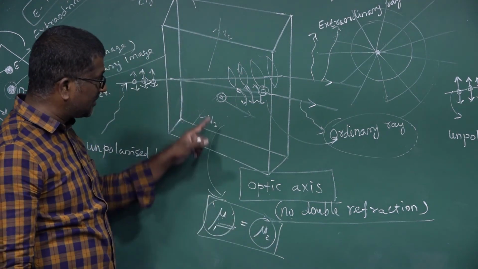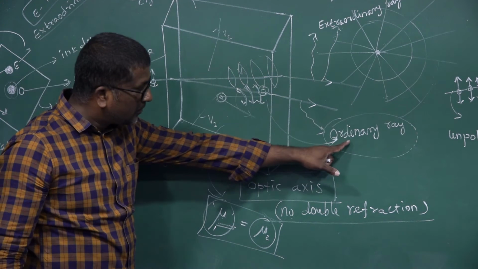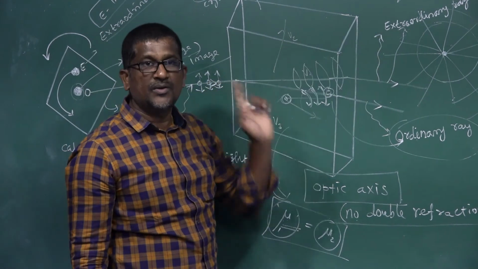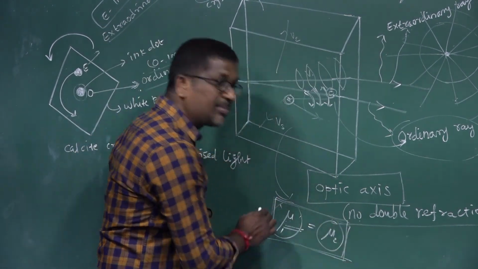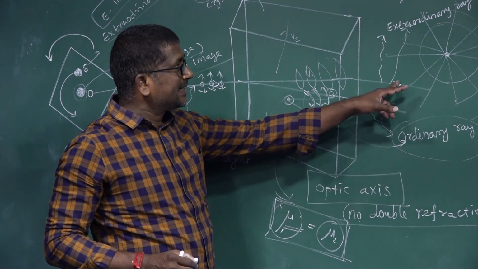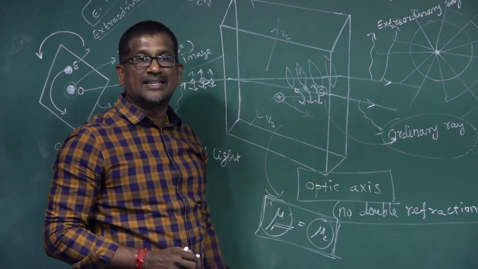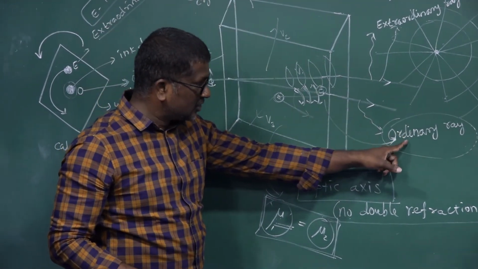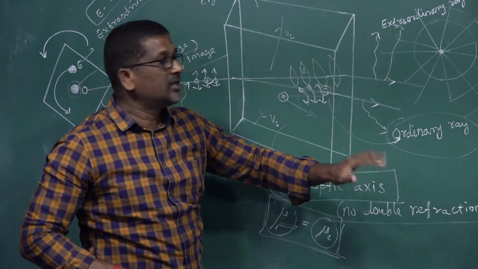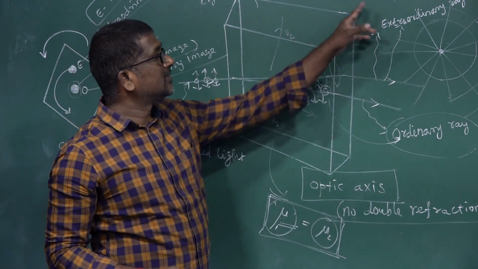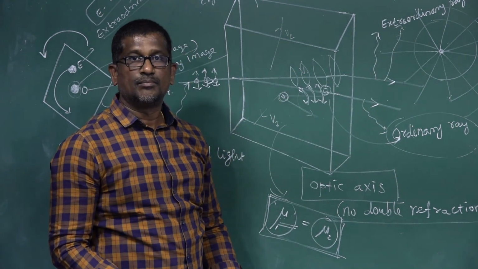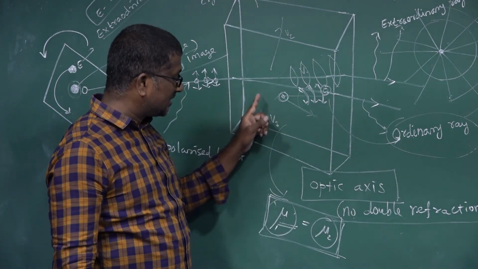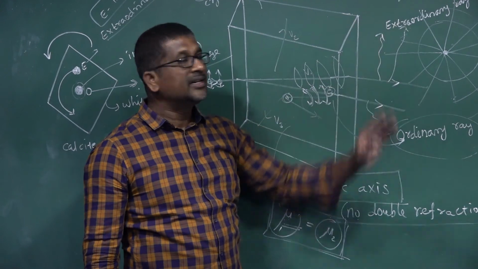That is, the refractive index of the calcite crystal measured with the help of the ordinary ray is equal to the refractive index of the same calcite crystal measured with the help of the extraordinary ray. This condition is applicable only if the ordinary ray and the extraordinary ray travel along the optic axis of the crystal. Otherwise, the refractive index measured with the ordinary ray is different from the refractive index measured with the extraordinary ray. But only in the direction of the optic axis, the refractive index of the calcite crystal is the same for both the ordinary ray and the extraordinary ray.